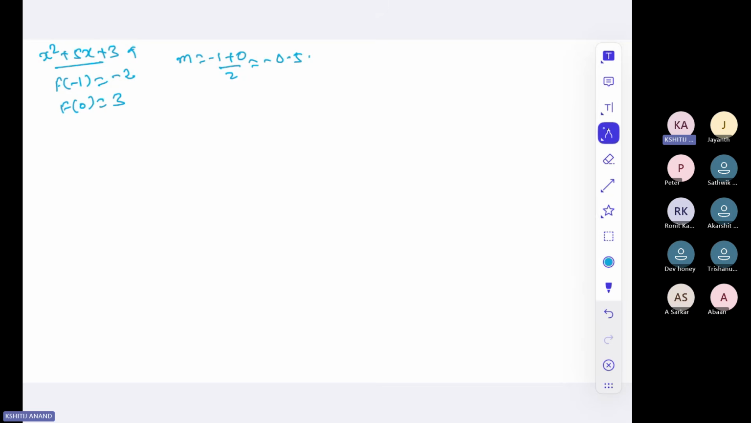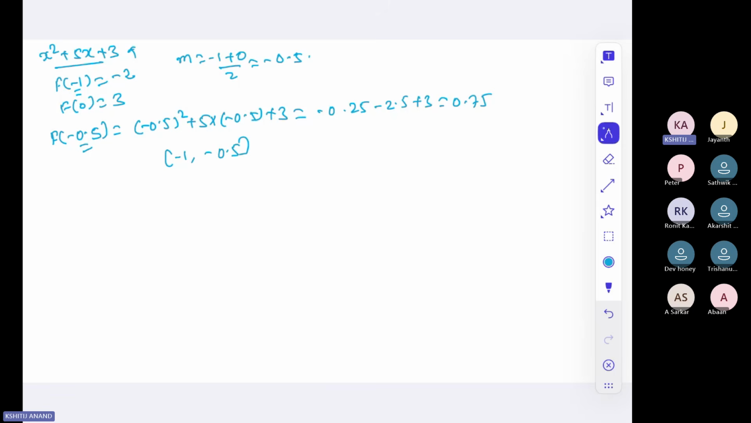Now, what is the value of f at minus 0.5? It would be minus 0.5 square plus 5 into minus 0.5 plus 3. Let me do this calculation. It would be 0.25 minus 2.5 plus 3, which is 0.75, right? So I know that the root now lies between -1 and minus 0.5, because here it is negative and here it is positive. And then again I will go to the midpoint of these two points.